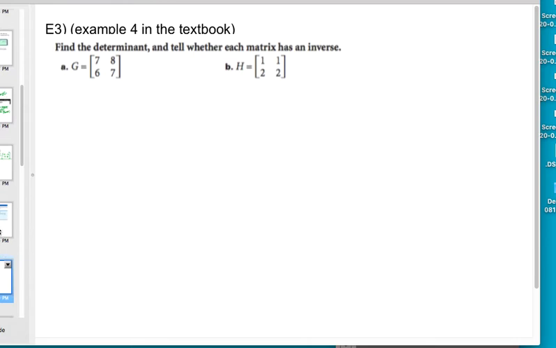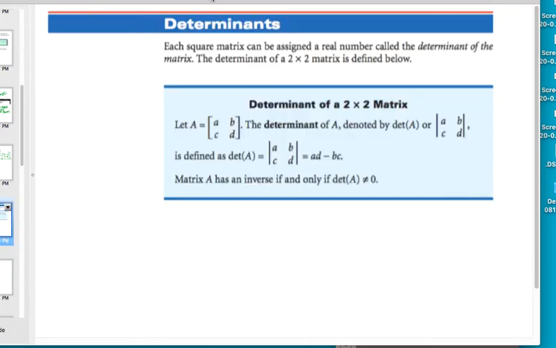We're going to go ahead and talk about determinants. Each square matrix can be assigned a real number called the determinant of the matrix. The determinant of a 2 by 2 matrix is defined below. So let's say you have a 2 by 2 matrix with entries A, B, C, D. The determinant, which is denoted one of two ways, either det A, with the capital A being the matrix, or with the absolute value symbols, these long straight lines next to A, B, C, D, is defined as AD minus BC.